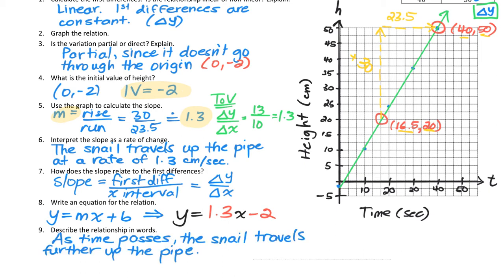Is that a positive or negative correlation? Positive, excellent, because as time passes, that's increasing x. As I move to the right on my time, the height also increases. So we can see that this graph is pointing up to the right, so it's a positive linear relationship.